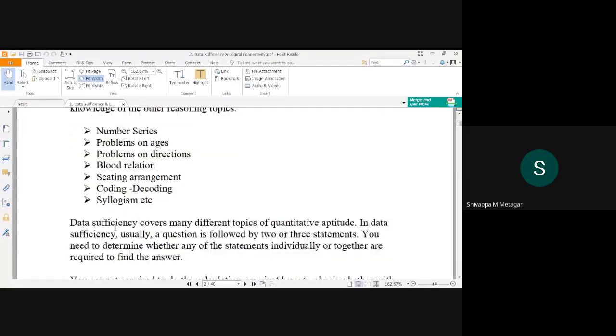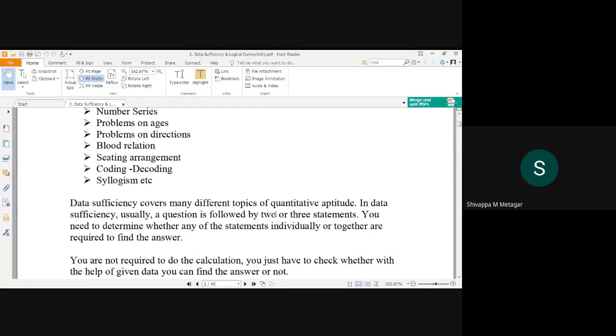How do we have to solve it? Data sufficiency covers many different topics of quantitative aptitude. These are the topics. In data sufficiency, usually the question is followed by two or three statements. First they will give one question, then below that they will give two or more statements. What you have to do is determine whether any of the statements individually or together are required to find the answer. We have to find out whether those statements are sufficient to answer the given question or not.